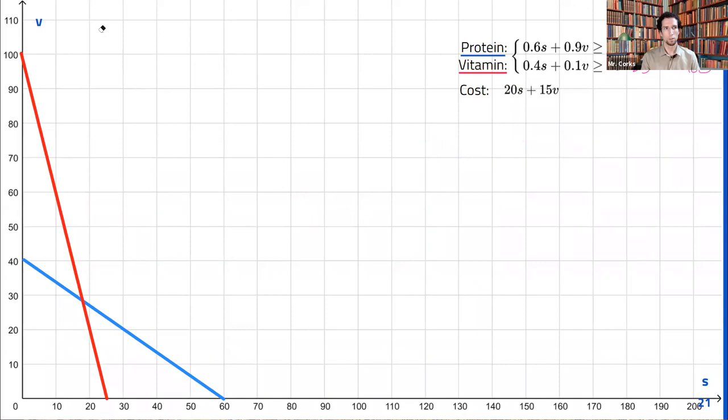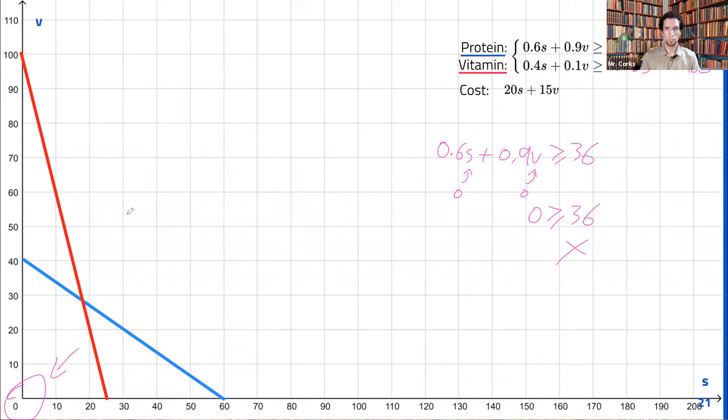If we took either one of these, say 0.6S plus 0.9V greater than or equal to 36, we could test any point we want, but just test the point 0. So 0.6 times 0 for S and 0 for V. Obviously the whole left side is going to turn into 0. 0 is greater than or equal to 36. False statement. So our origin down here is not included. Therefore, everything on the other side of both of these lines must be what we're shading in.